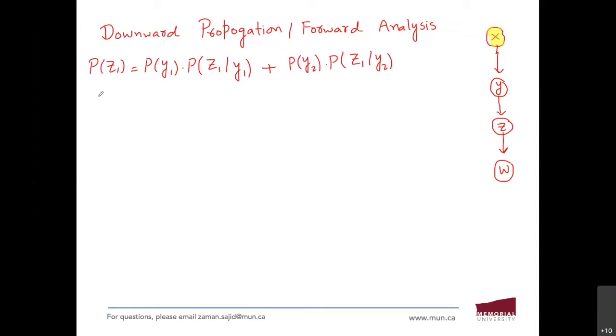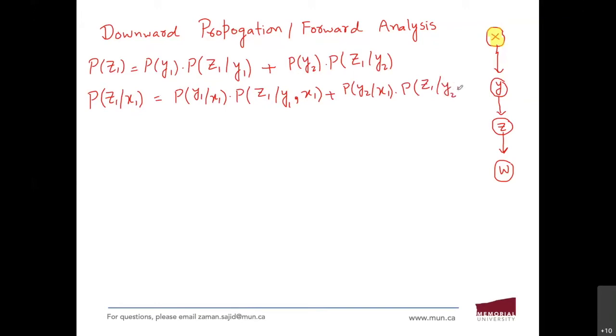Now, if we wish to find out the probability of Z1 given X1, in that case this equation will become the conditional probability of Y1, given that, because we are interested in X1, it should be X1 here, times the probability of Z1 given Y1, and we are interested in X1 here, so that should be Y1 comma X1. The same thing applies for the second term: probability of Y2 given X1, times the probability of Z1 given Y2, and we are interested in X1 here. This is from the law of total probability.